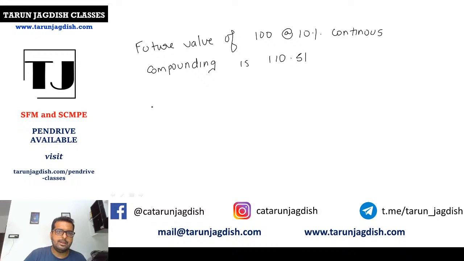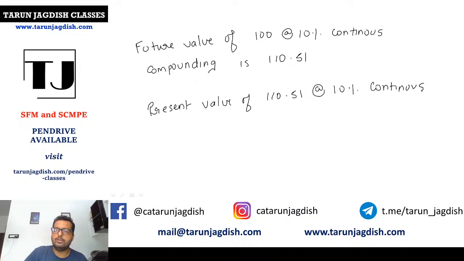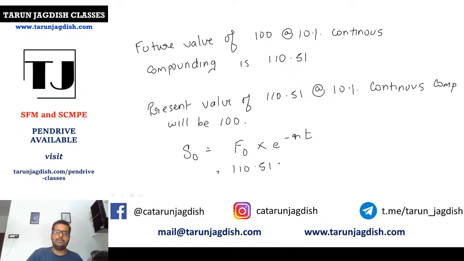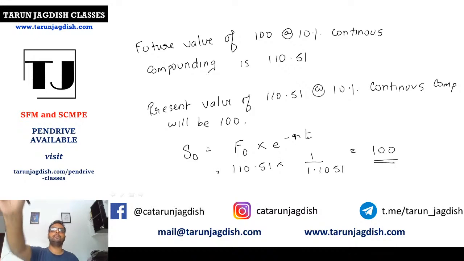So in the same manner, can I say the present value of 110.51 at 10% continuous compounding will be nothing but 100. So the formula for this will be S0 equals F0 into e raised to minus RT. So 110.51 into 1 divided by 1.1051. Alright. You will get the answer as how much? 100. Can you write down till here also in your books now?